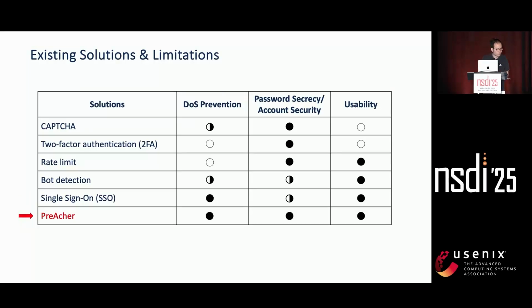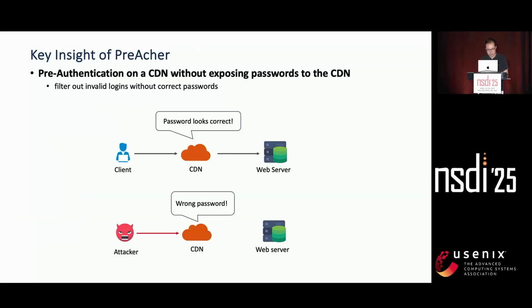Therefore, in this work, we present PreAcher, which provides DoS prevention, preserves password secrecy, and maintains good usability. The key insight of PreAcher is that we design and deploy pre-authentication on a CDN without exposing the password to the CDN. In this case, the CDN can help the web server filter out login requests without the correct password. As this figure shows, if an attacker sends a login request with a wrong password, it will be intercepted by the CDN and will not reach the web server.